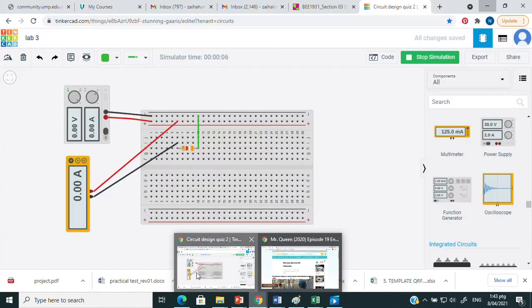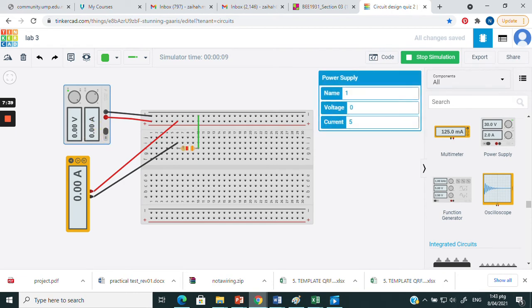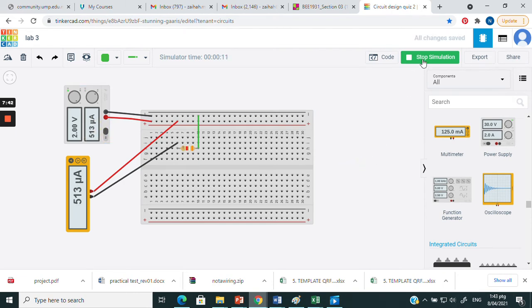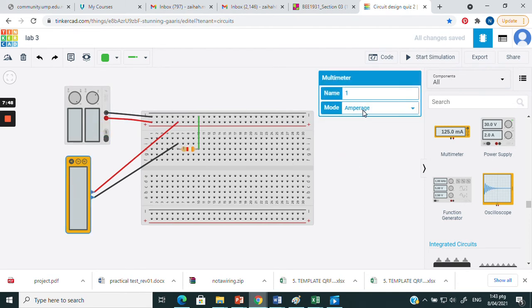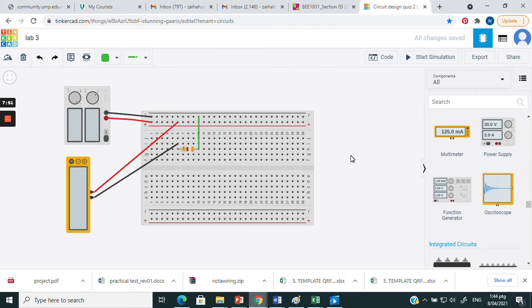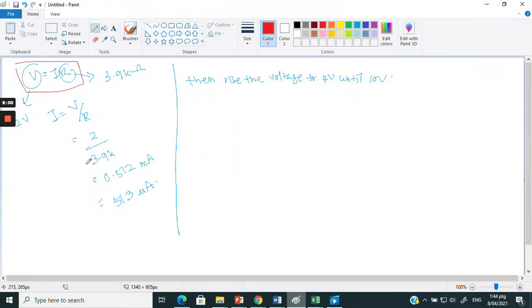Let's go again to your Tinkercad. Change this one to 2 volts. Sorry, should be stop simulation first. Change this one to 2 volts. This one, make sure you set it at amperage, since you are going to measure the ampere. So start the simulation. The result is 530 microampere. So from the calculation and the measurement, the value that you get is the same. This means that Ohm's law is proven.